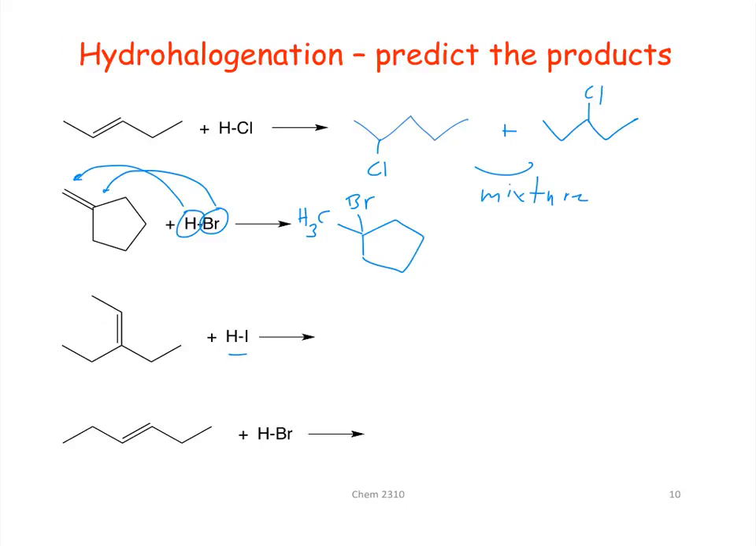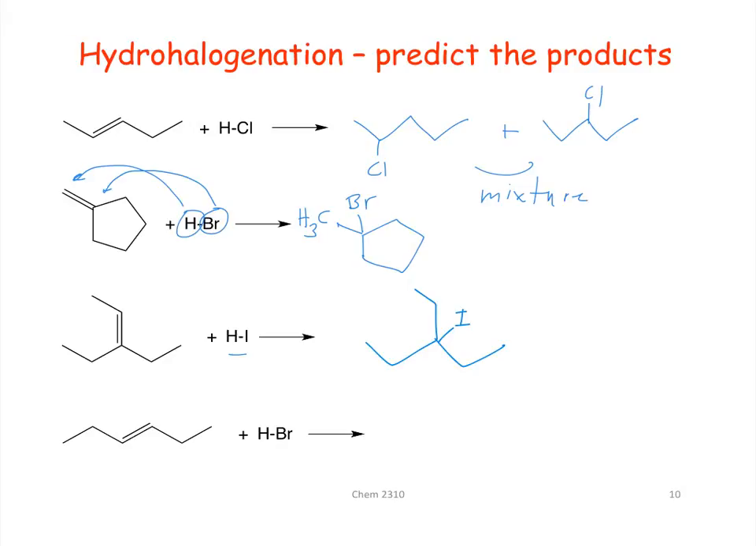We're adding HI, right? The H is going to go to the less substituted side here. This position here just has one carbon and one H, right? This position here has two carbons, so the H goes to the less substituted side. The iodide goes to the more substituted side because that's where the carbocation will form. So the iodide will end up at this position. Okay, what about the bottom one?